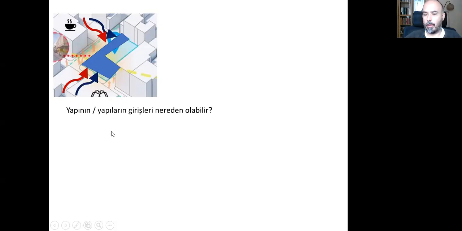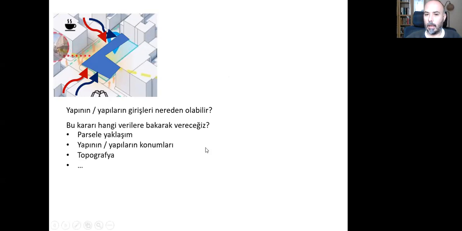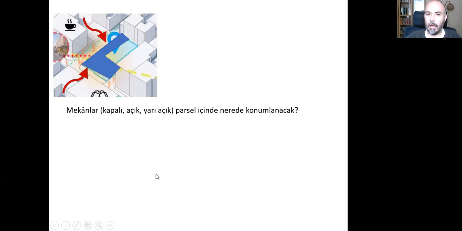And in this step, we can decide how we can enter these closed and open spaces, where the main entrances can be. Again, we need to check all this data, our former decisions, the topography, our concept, and other things. Once we have completed all these decisions, we can move on to decide the locations of our spaces.